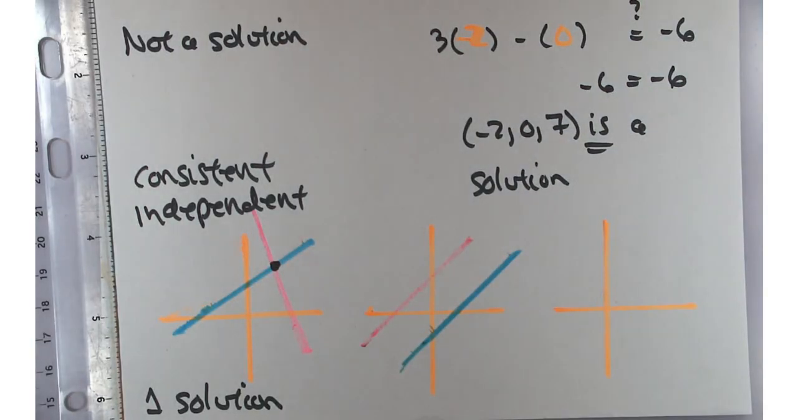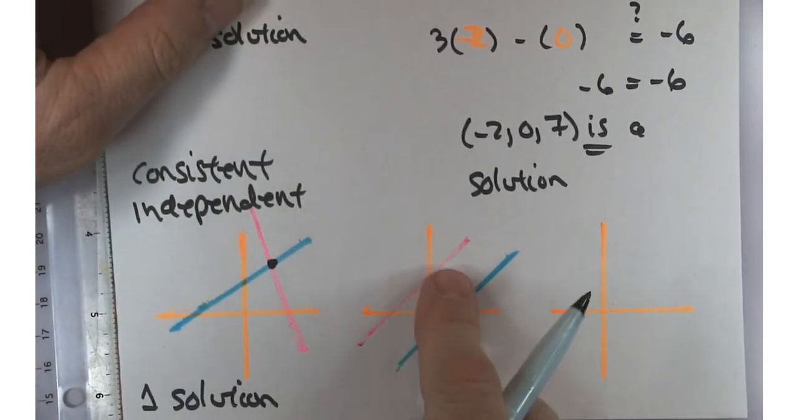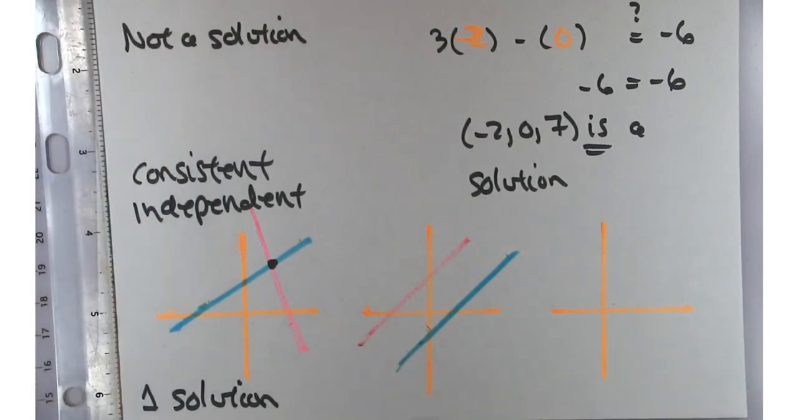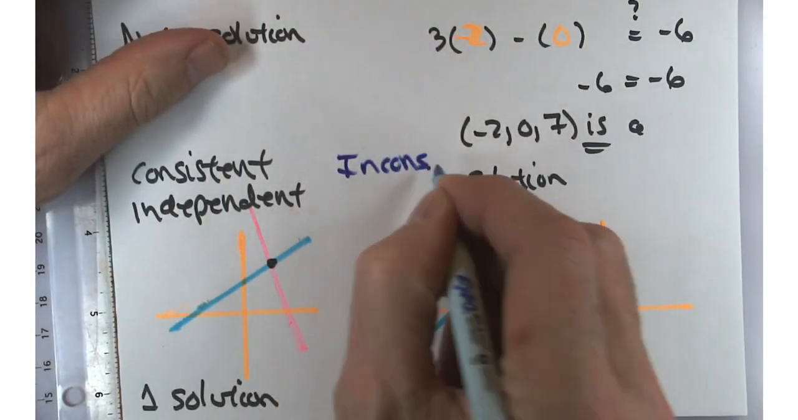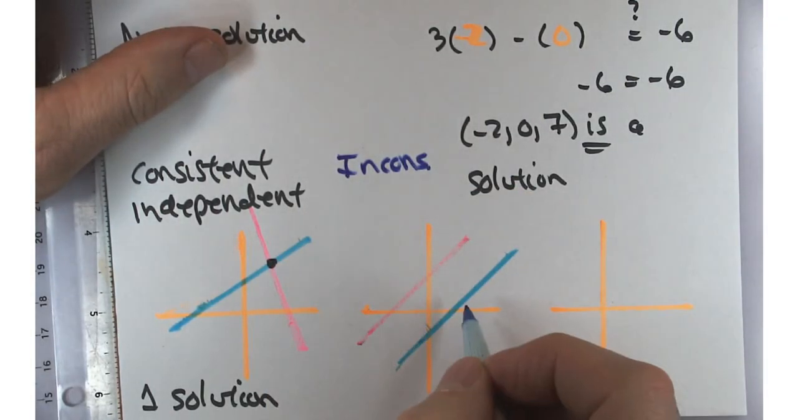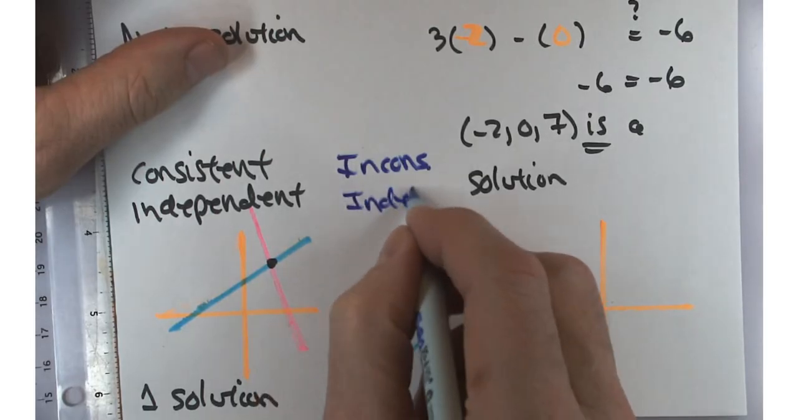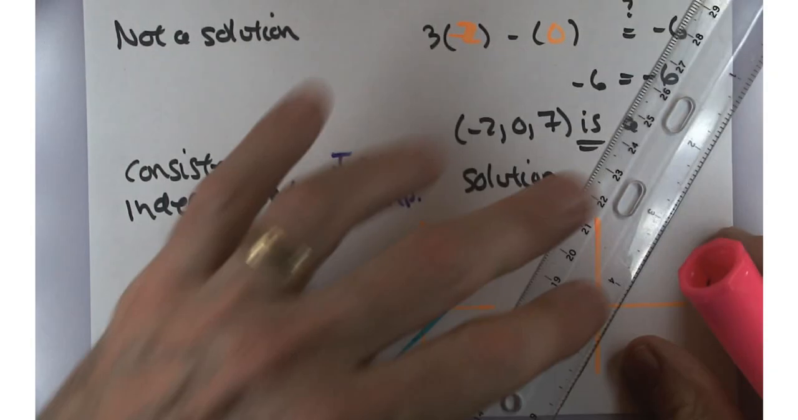Now what's going on with this one? Is this a consistent system of equations? Yeah, well then that one's inconsistent. How about independent or dependent? It's also independent because the lines are just different lines. And the last thing that we can have going is something like this.